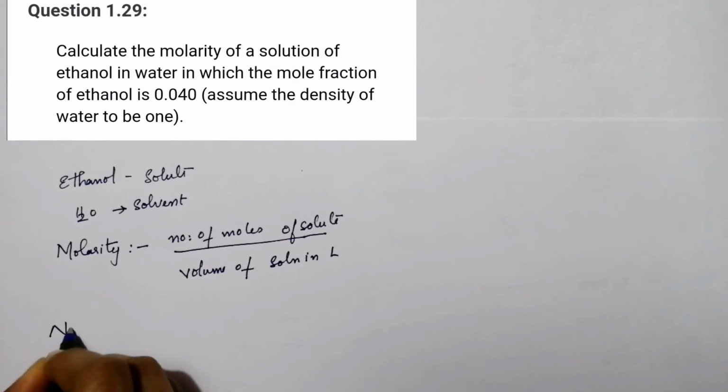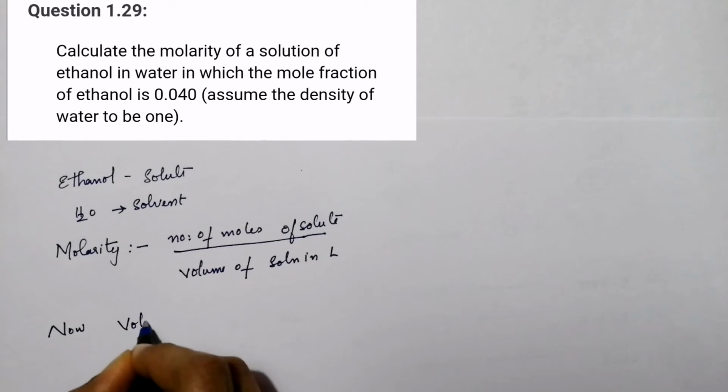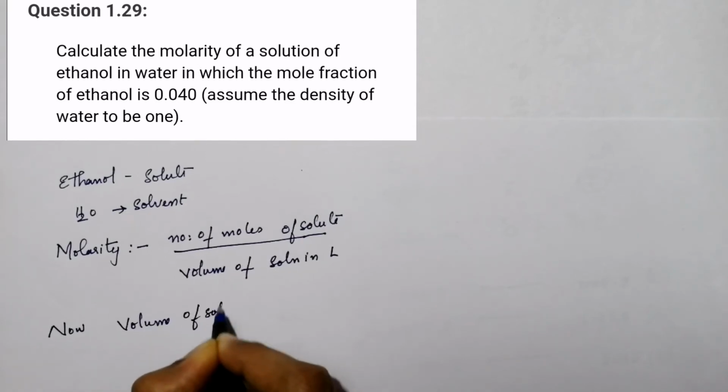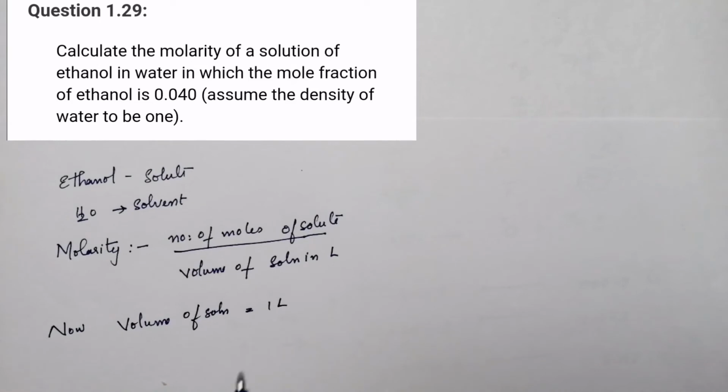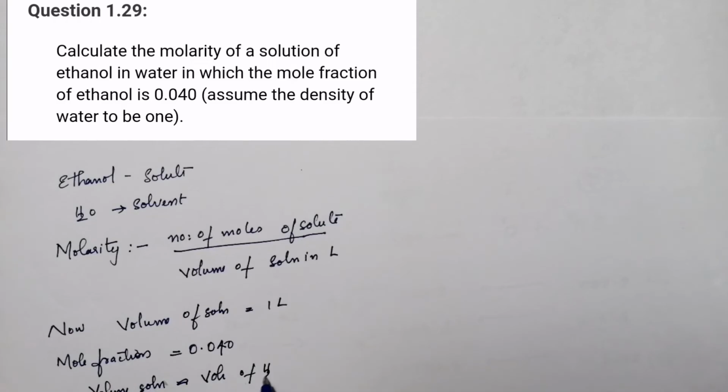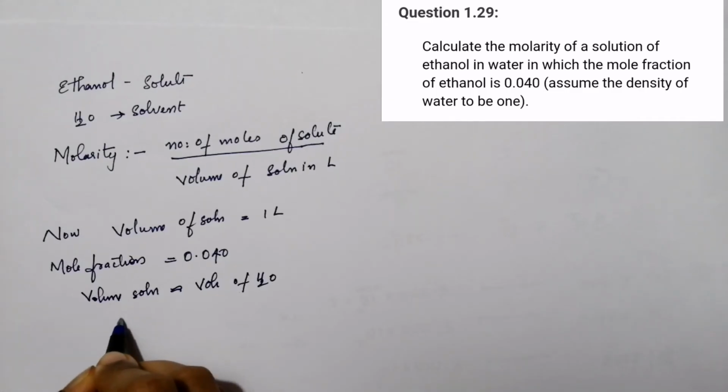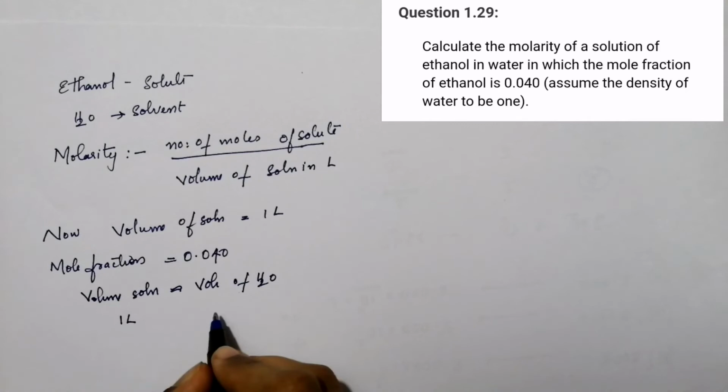Now let us consider the volume of the solution, in this case, to be 1 liter. Now we have another data, that is the mole fraction, which is given to us as 0.040. From this we can say that since this is a very small value, the volume of solution should be almost equal to the volume of water. We have assumed the volume of solution to be 1 liter. Therefore, we can say the volume of water to be 1 liter.